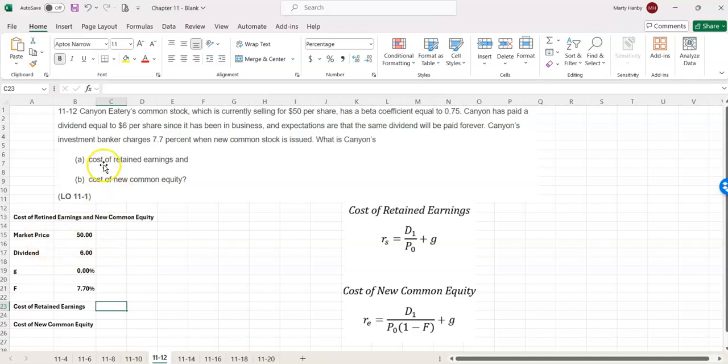So for the cost of retained earnings, if we look at the formula, it's D1 divided by P0. So P0 is 50 and D1 is 6, and that's not going to change. So 6 divided by 50 is 12%.